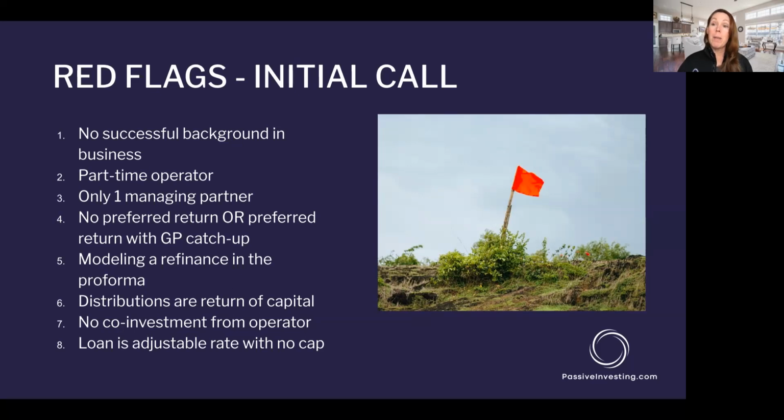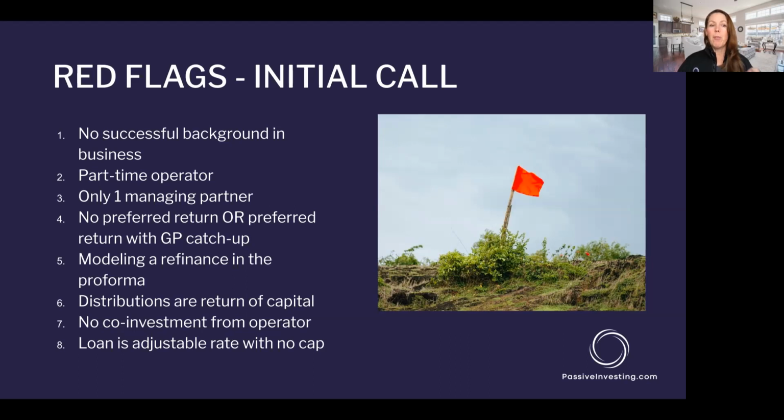Now, if somebody might be part-time, but there are 2 other managing partners who are unrelated, very important, unrelated, that's for succession planning purposes. That's also for commingling of accounts purposes, that sort of thing. And one of the partners has a very strong background in business. Now that partnership looks a little bit more attractive.